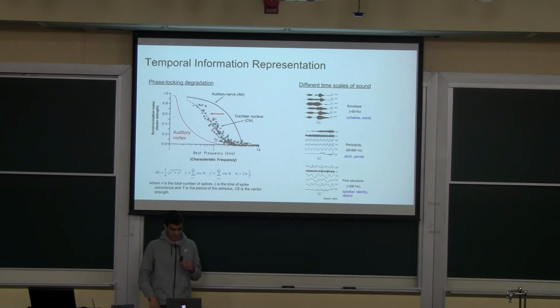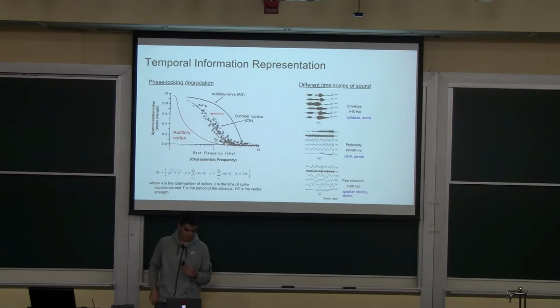But the basic idea here is these two. Phase locking degradation especially is very important to make sure you understand. So why does phase locking degradation happen in the auditory cortex? Basically, the explanation Dr. Wang gives is that as you go up the auditory pathway, every time you pass on to the next level, it's a synapse.